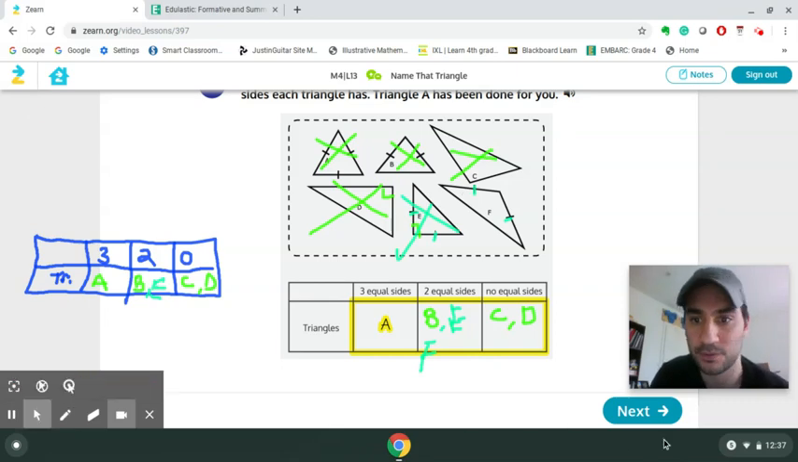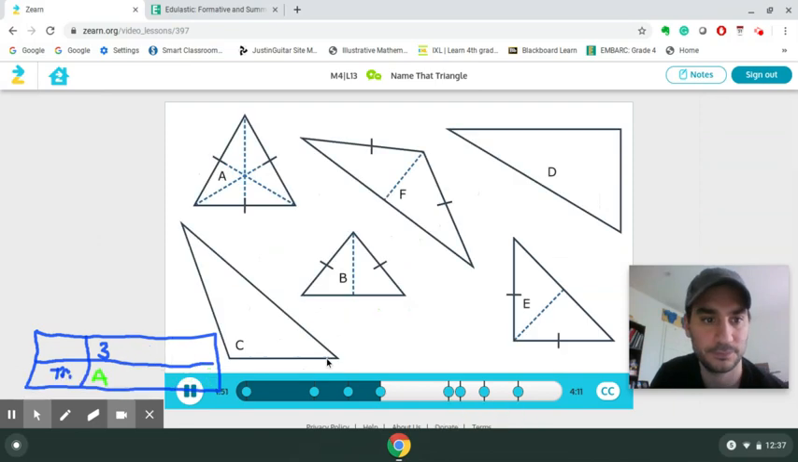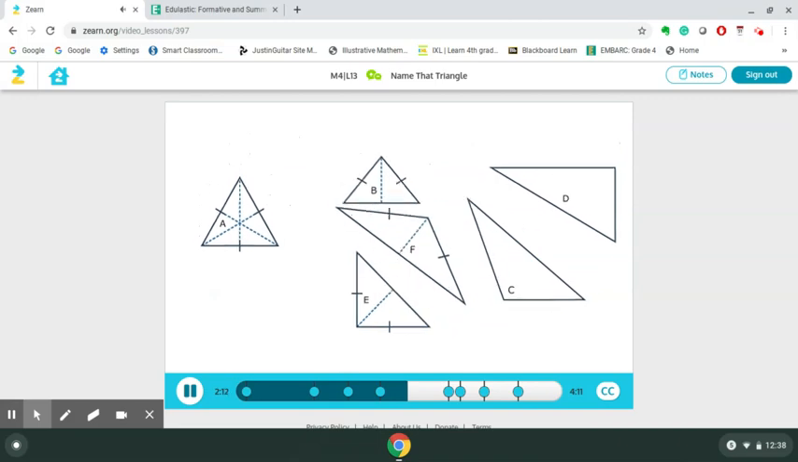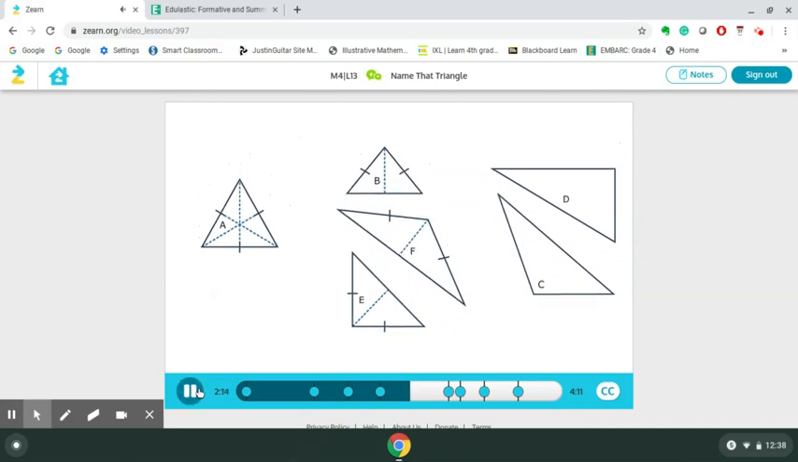Let's see if we're correct. Hit me with it. Triangles B, E, and F each had two sides that were the same length. And triangles C and D both had sides that all measured different lengths. A is the only triangle where all three sides have the same length. I love it. There are three kinds of triangles you discovered here.